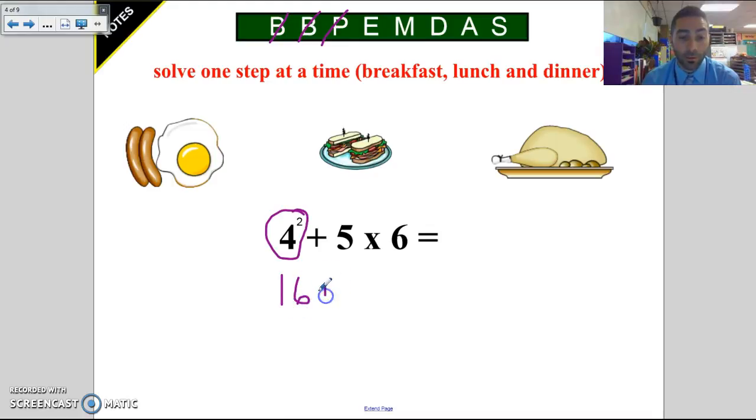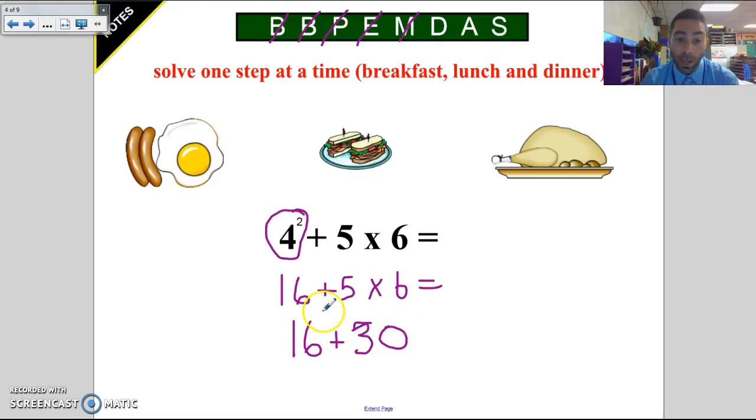And then I rewrite my whole problem, making sure I include all of the numbers that are involved in the problem, not getting rid of anything. So now I've got my exponents solved, and I rewrote the whole problem, and now I can see what I need to do next. Out of multiplication and division, I have multiplication to do. So I'm going to go and do multiplication now. 5 times 6 is 30. So I'm rewriting my numbers in the exact order. So 16 is still in existence here. Plus is still here. I'm just solving for 5 times 6. And so therefore, I get my answer of 30.